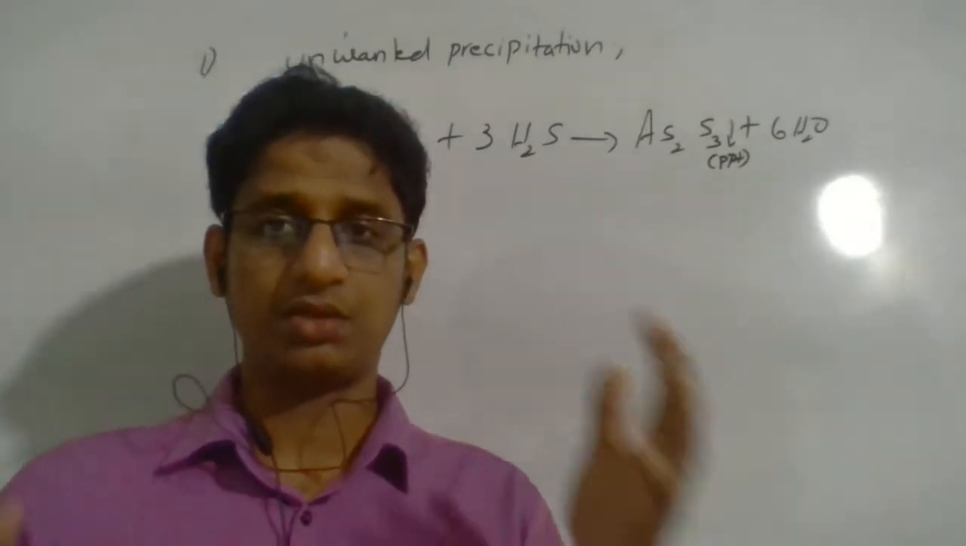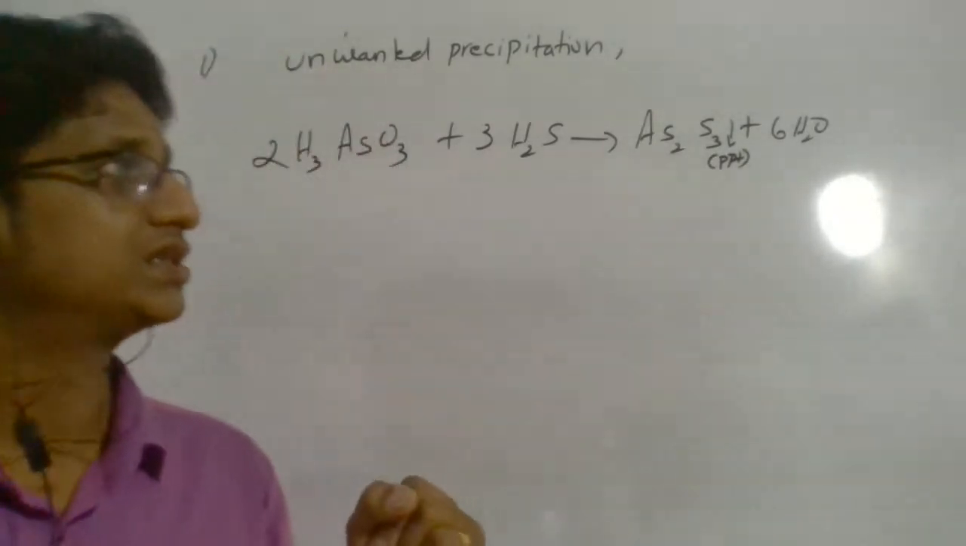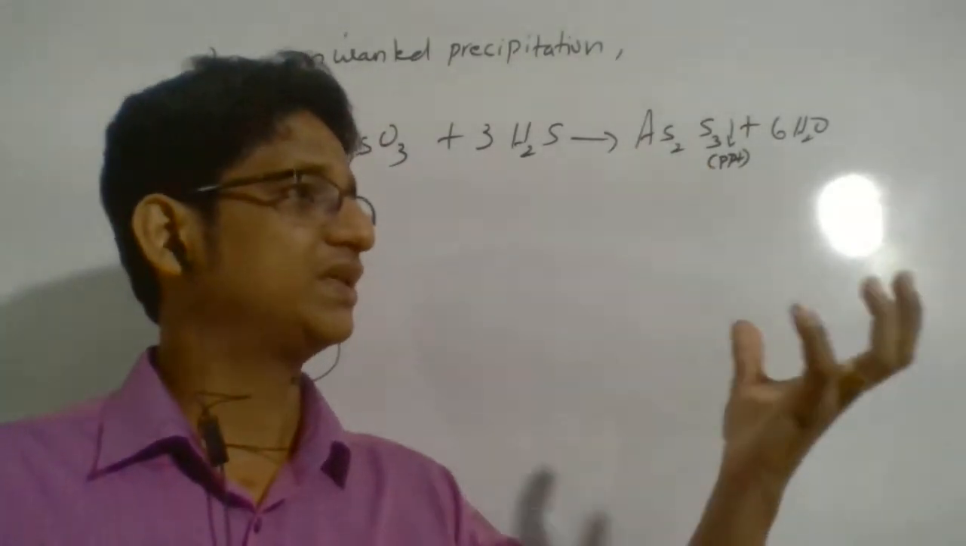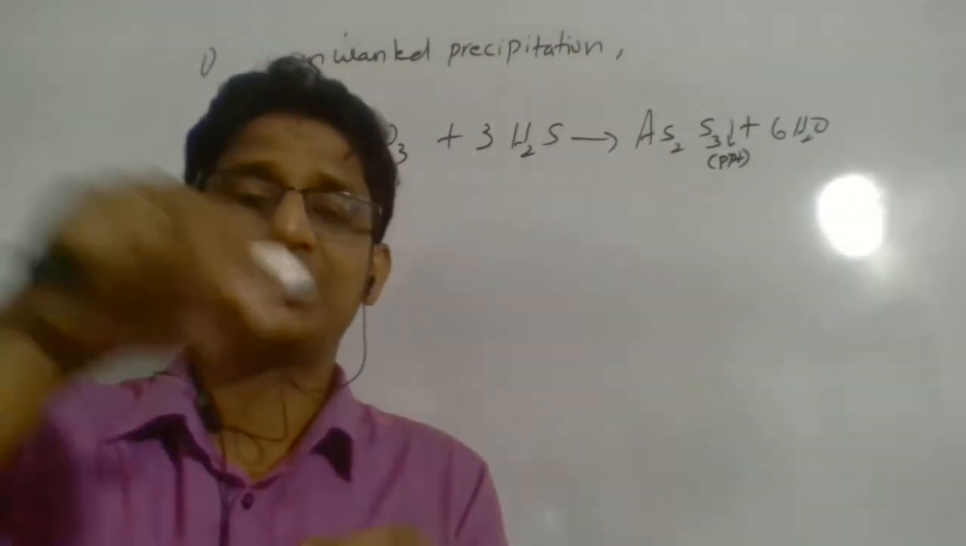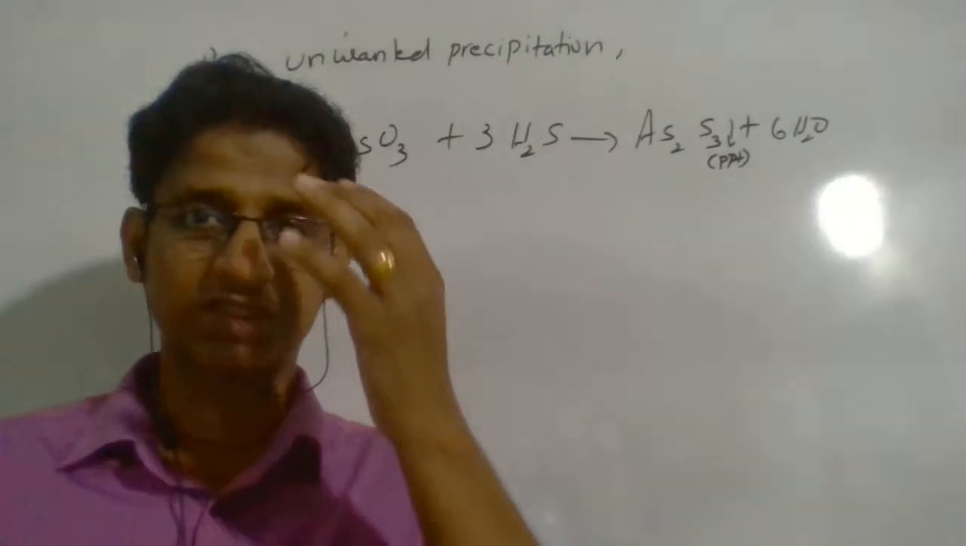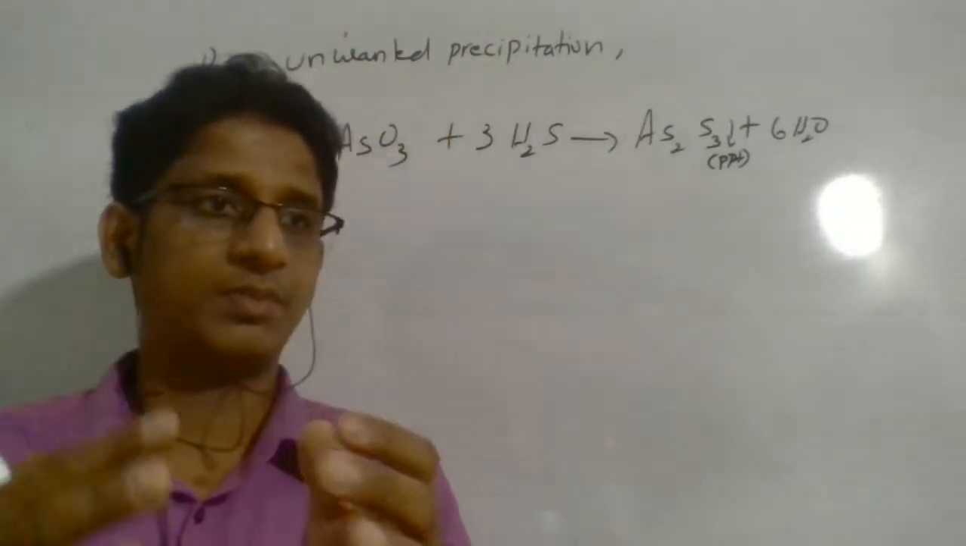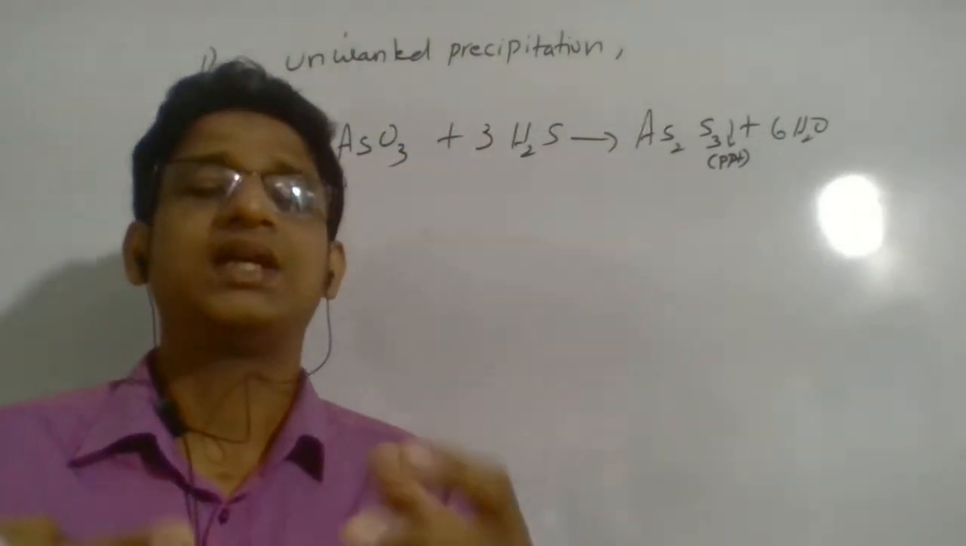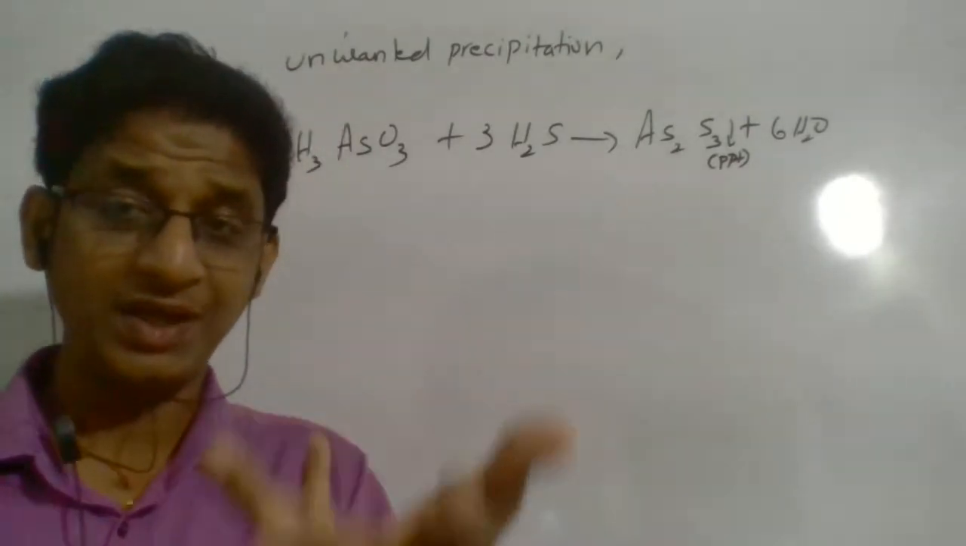We can think in two ways. When a precipitate forms on adding dilute HCl and hydrogen sulfide, we think it's a group 2 cation. That's what we expect. When a precipitate is forming in group 2, we expect it's a group 2 cation, but it may not be.